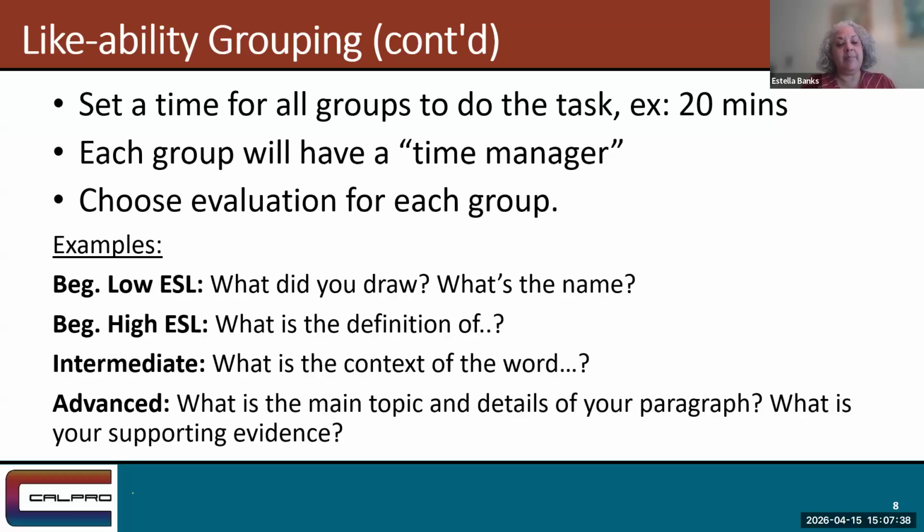So for example, with an ESL beginning low: What did you draw? What is the name of what you drew? What is the definition of, and then insert vocabulary, for example. For intermediate level: What is the context of the word? And for advanced: What is the main topic and the details of your paragraph? What is your supporting evidence?